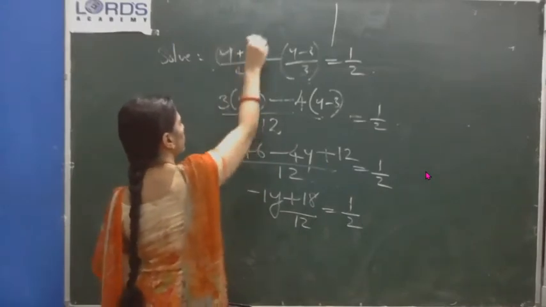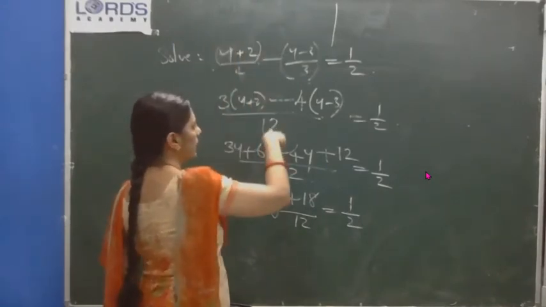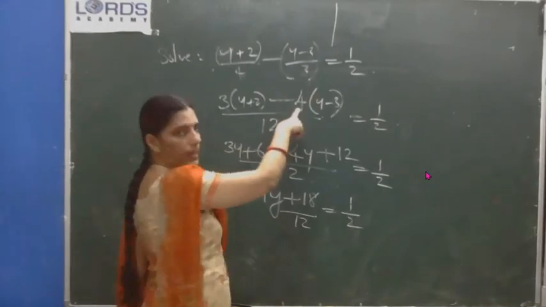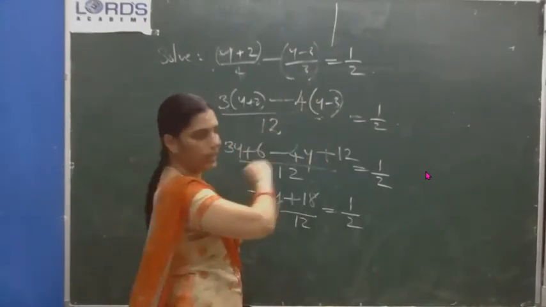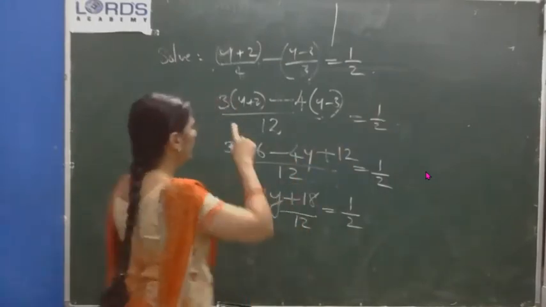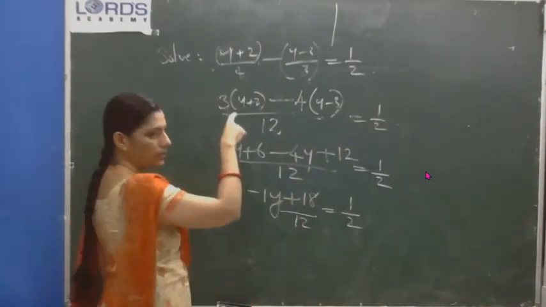Numerator y plus 2. Minus. In this 12, 3 how many times? 4 times. 4 into its numerator y minus 3. Correct. Right side half as such. Now we are going to open the bracket.